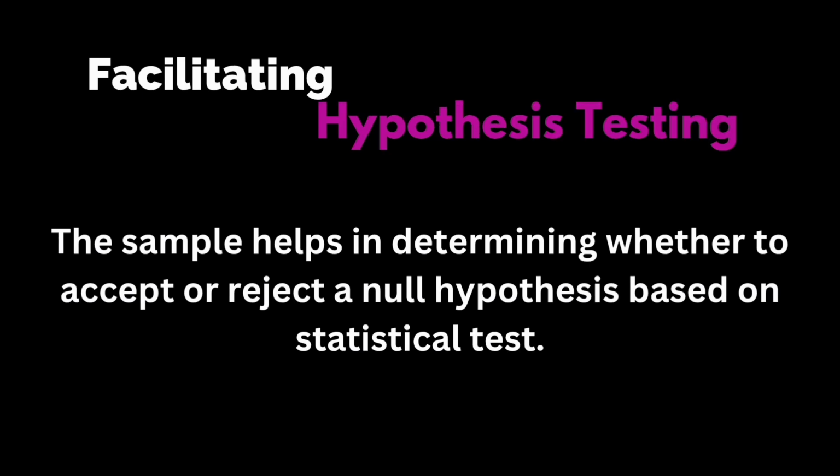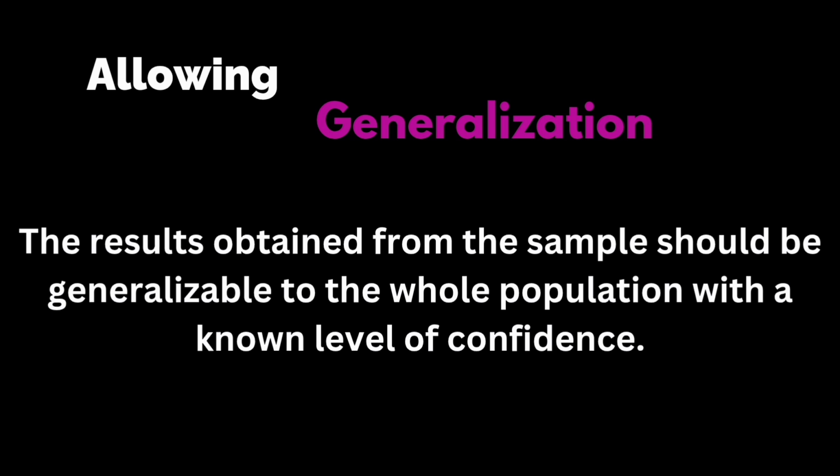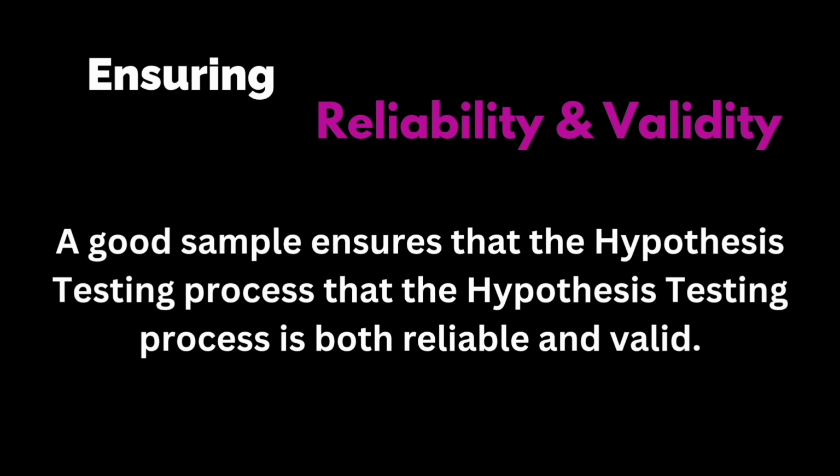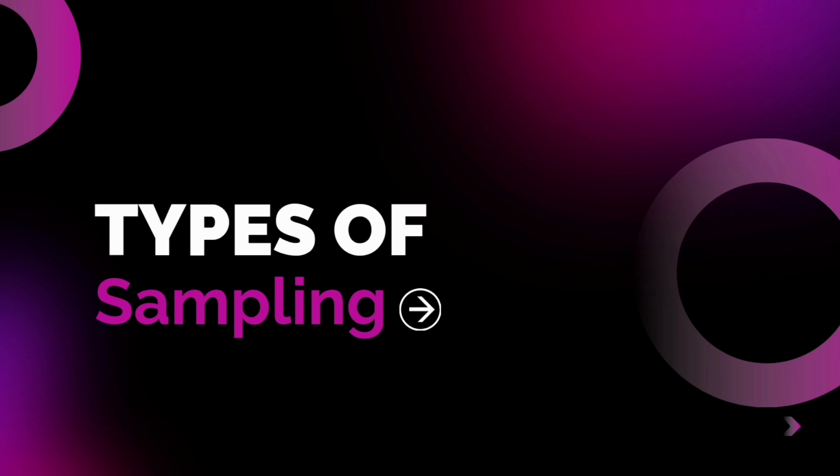Then facilitating hypothesis testing: the sample helps in determining whether to accept or reject a null hypothesis based on a statistical test. Then allowing generalization is nothing but the results obtained from the sample should be generalizable to the whole population with a known level of confidence. And ensuring reliability and validity, that is, a good sample ensures that the hypothesis testing process is both reliable and valid, right? So what are the types of sampling?